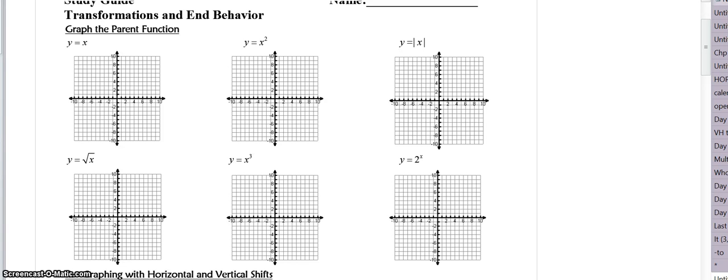Hello, Algebra 1. This is your study guide, and I will talk over the things that you need to know for the test on Monday.